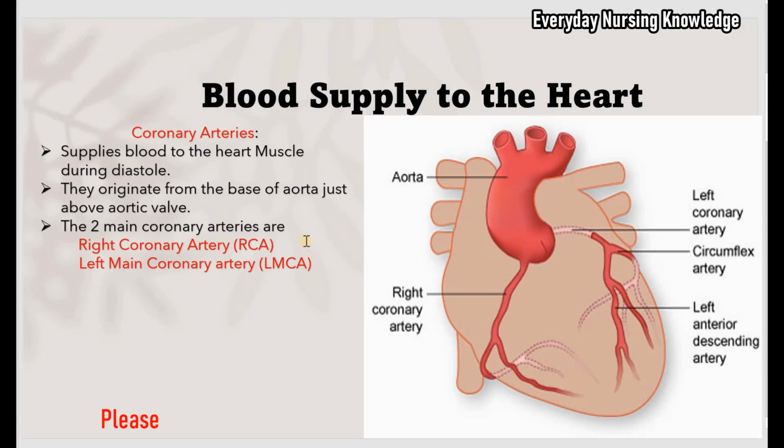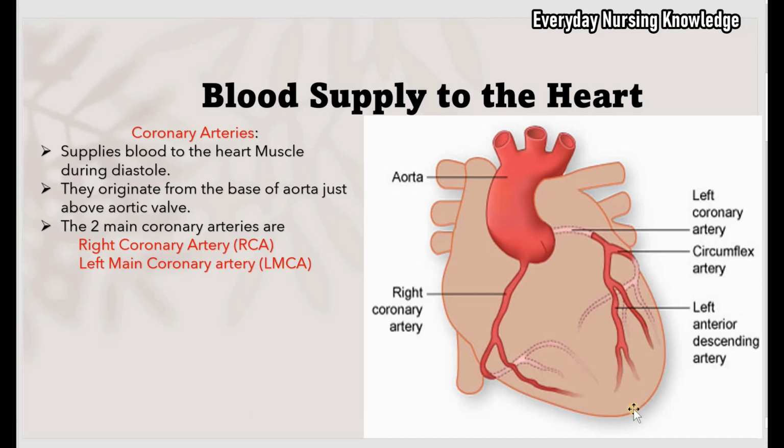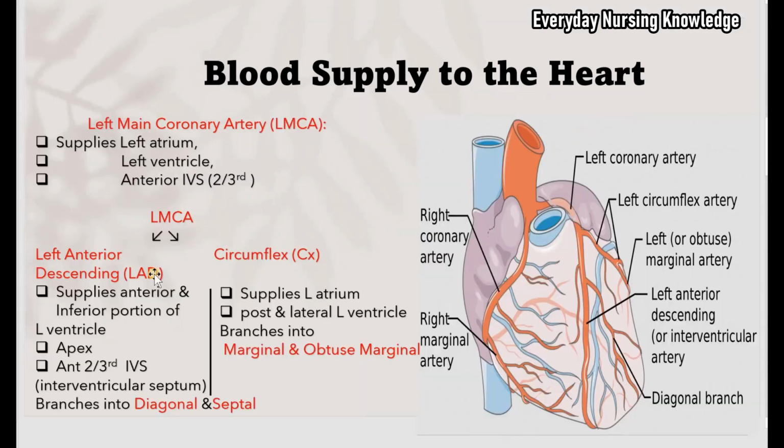There are two main coronary arteries: the right coronary artery, called RCA, and the left main coronary artery, called LMCA or LCA, left coronary artery. The right coronary artery originates from the right side of the aorta and gives blood supply to the right side of the heart. The left coronary artery, or left main coronary artery, originates from the left side of the aorta and gives blood supply to the left side of the heart. Now let's see these two coronary arteries in detail, their branches and the areas supplied by them.